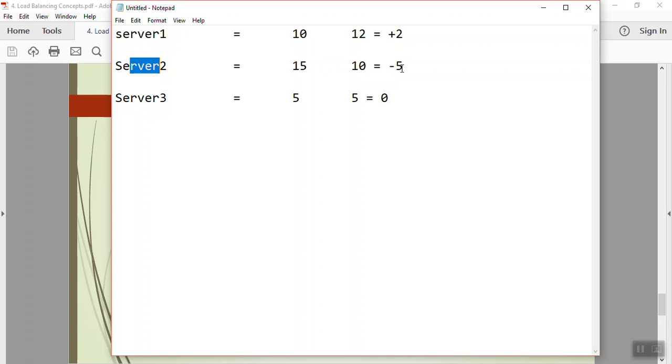And this is going to be happening dynamically at every interval. So as the connections increase, the ratio decreases. As the connections decrease, the ratio increases. So somehow we are trying to balance the load across multiple servers.